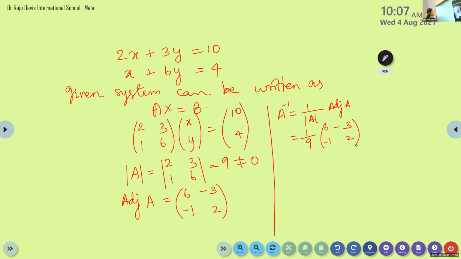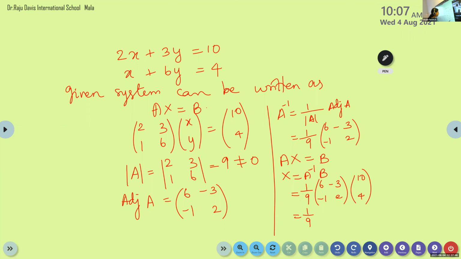Our aim is to find the solution, so our aim is to find x. Ax equal to B. Therefore, x is A inverse into B. So A inverse is 1 by 9 into [6, -3; -1, 2] into B. What is B? B is [10; 4]. Up to this, is it okay? Tell me, children, is it okay? Yes, ma'am.